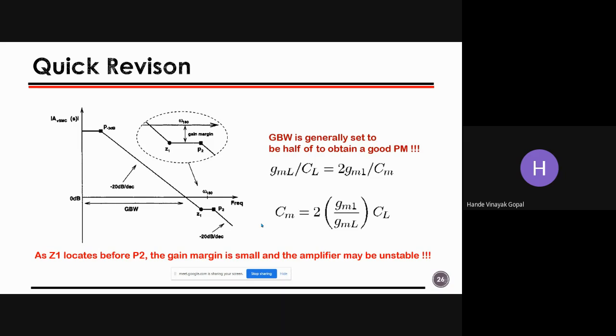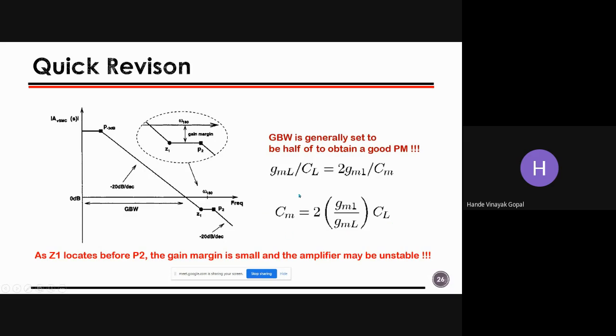So what we can do is either somehow compensate that zero, that LHP zero should be compensated by an RHP zero, right, or a pole, right? Or I can nullify that zero altogether, right? So what we can do here is that, right? Then how to select the value of CL, right? CM, right? Because CL is already given to the designer.